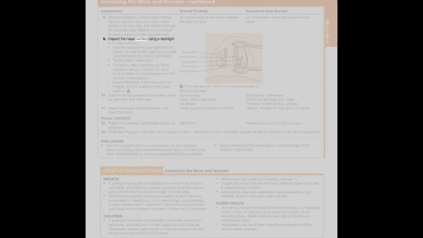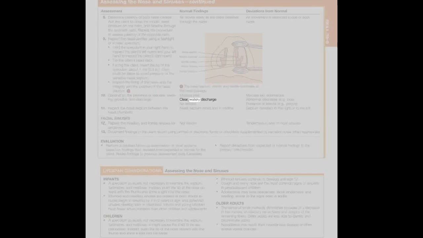9. Inspect the nasal cavities using a flashlight or a nasal speculum. Hold the speculum in your right hand to inspect the client's left nostril, and your left hand to inspect the client's right nostril. Tip the client's head back. Facing the client, insert the tip of the speculum about 1 cm (0.4 inches). Care must be taken to avoid pressure on the sensitive nasal septum. Inspect the lining of the nares and the integrity and the position of the nasal septum. 10. Observe for the presence of redness, swelling, growths, and discharge.